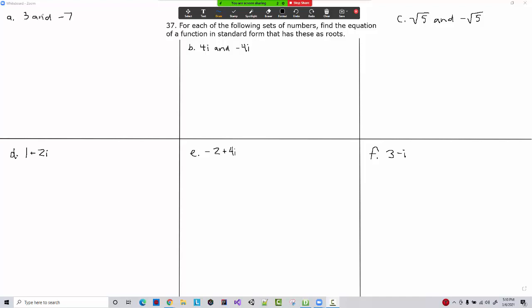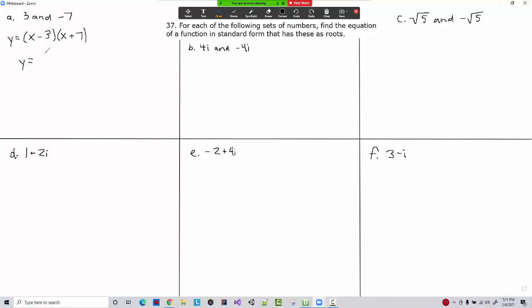I know that if my roots are 3 and -7, if my solutions are 3 and -7, then I have x minus 3 as one of my factors, and I'm going to have x plus 7 as the other. And so we are coming up with a function or an equation, so we'll just say y equals, and now we're just going to go ahead and multiply these through.